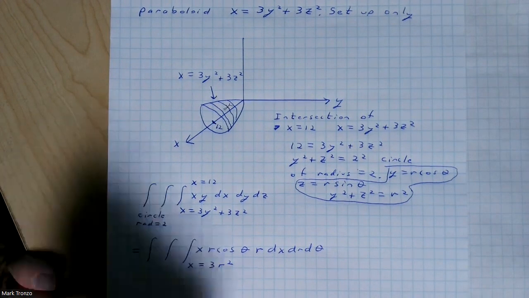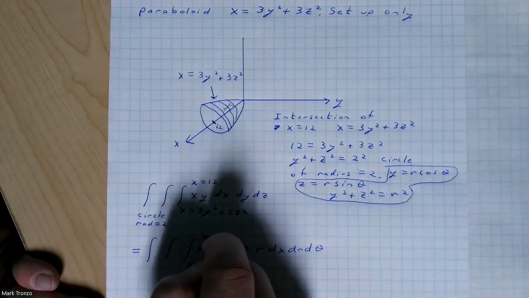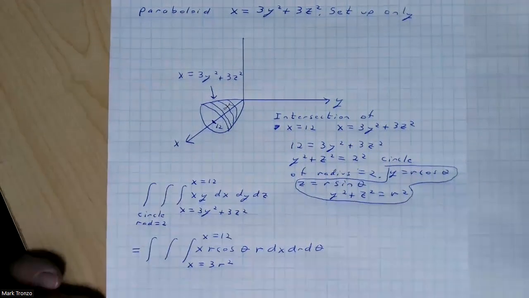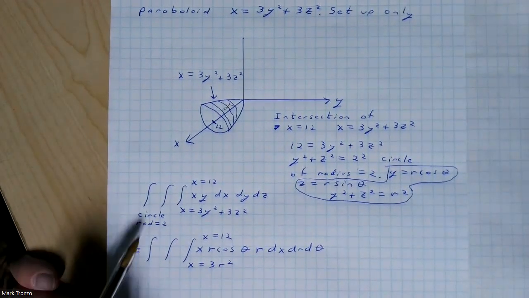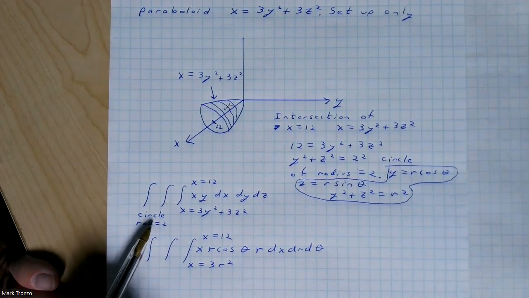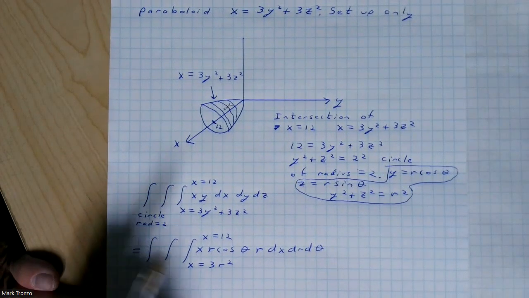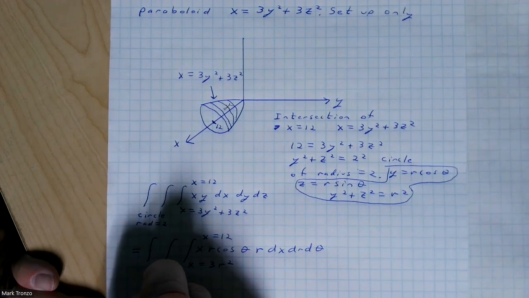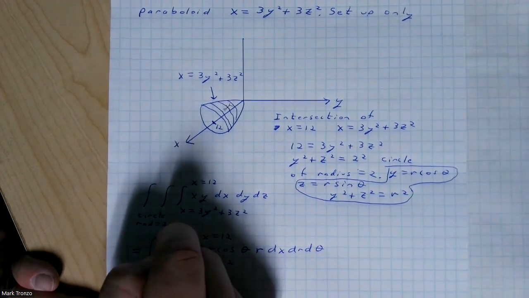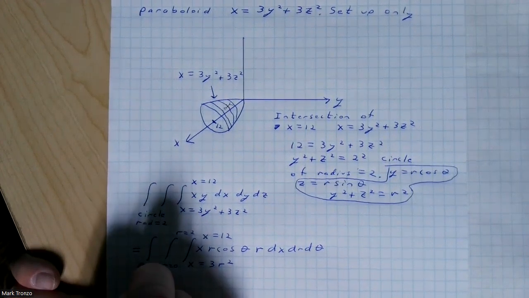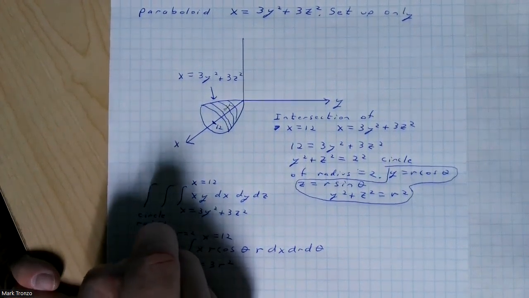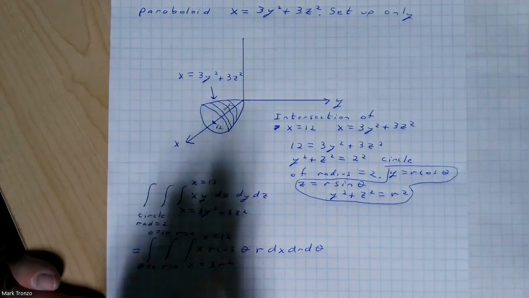That's going to be the lower bound. The upper bound, of course, will still be x equals 12 because there are no variables in there to convert. Again, remember the last two integrals are going to be a circle of radius 2. So it's going to be r equals 0 to 2, theta equals 0 to 2 pi.